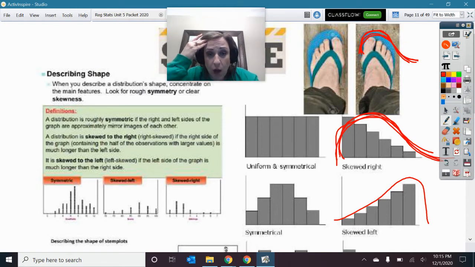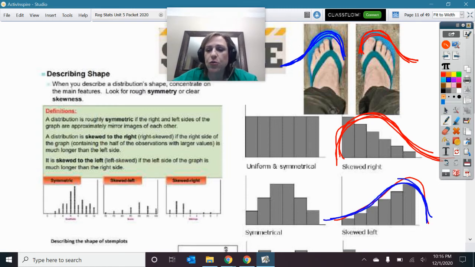Those have certain qualities. There are certain things that we know skewed right distributions have. That's why it's important to identify the shape. Then if you look down and you see your left foot, that is a skewed left shape. And then the basic one that we've dealt with a lot, our typical bell curves, is symmetrical.